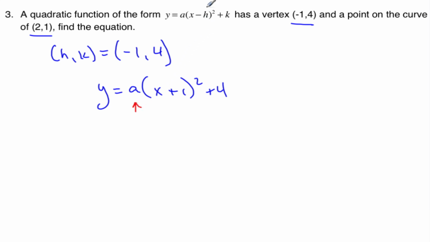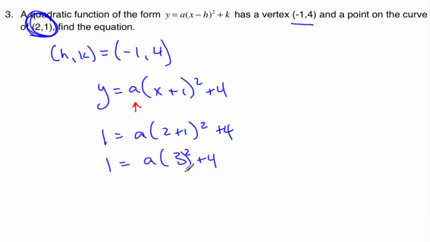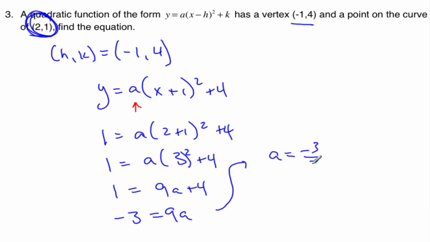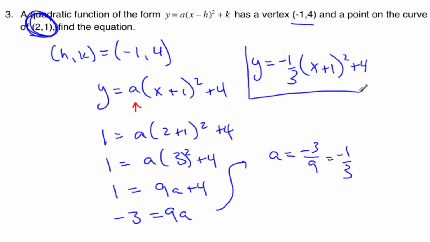Now my problem is I still have an a here. What am I going to do to find a? We've got a coordinate which tells us an x value and a y value where this equation should be true. It should work when y is 1 and when x is 2. So we've only got one unknown here, and we should be able to find it algebraically. I get 9a plus 4. Subtract the 4, I get -3 equals 9a. So a equals negative 3 over 9, which is negative 1/3. And so my final equation will be y equals negative 1/3 (x + 1) quantity squared plus 4. Nicely done.